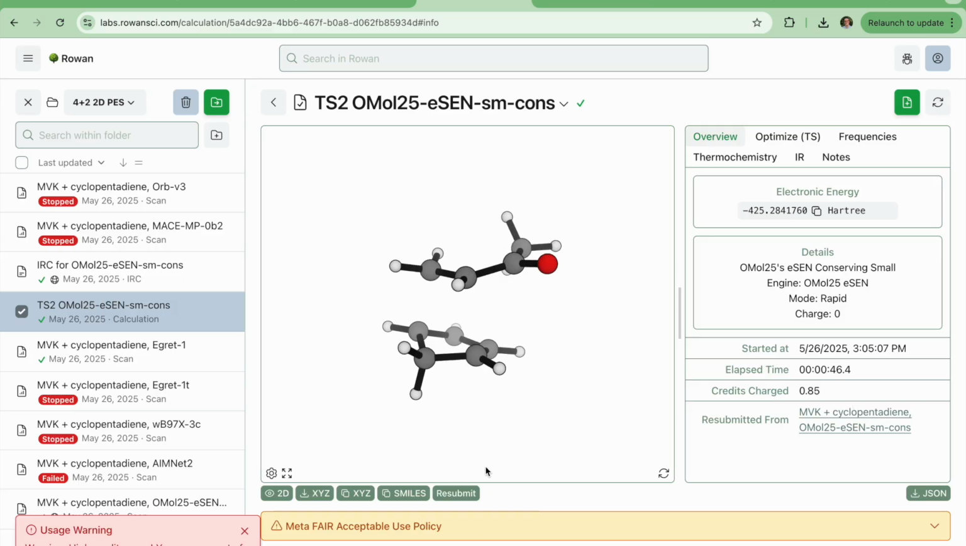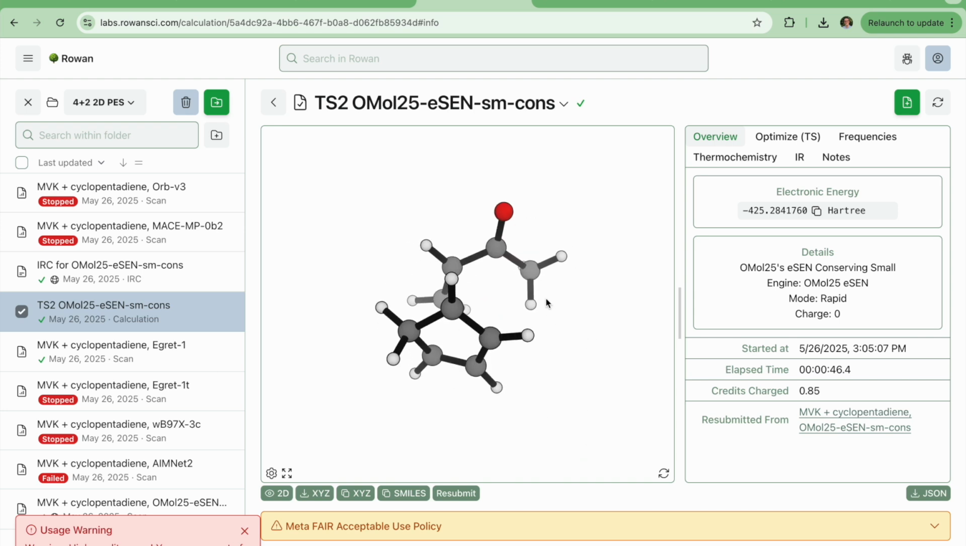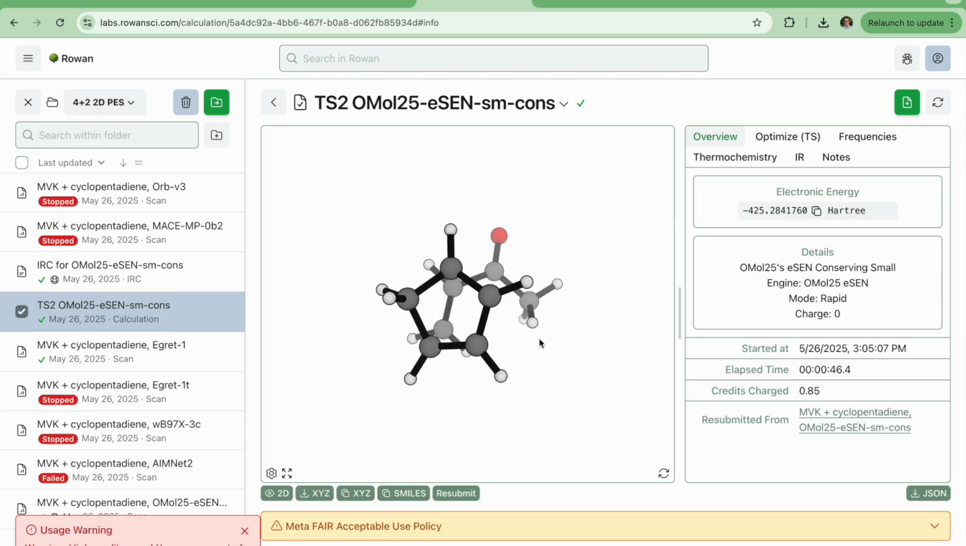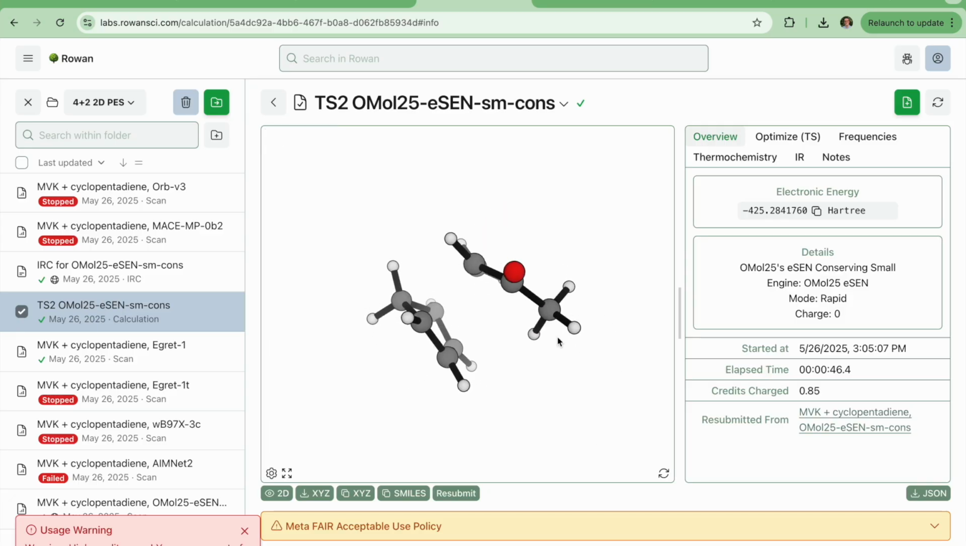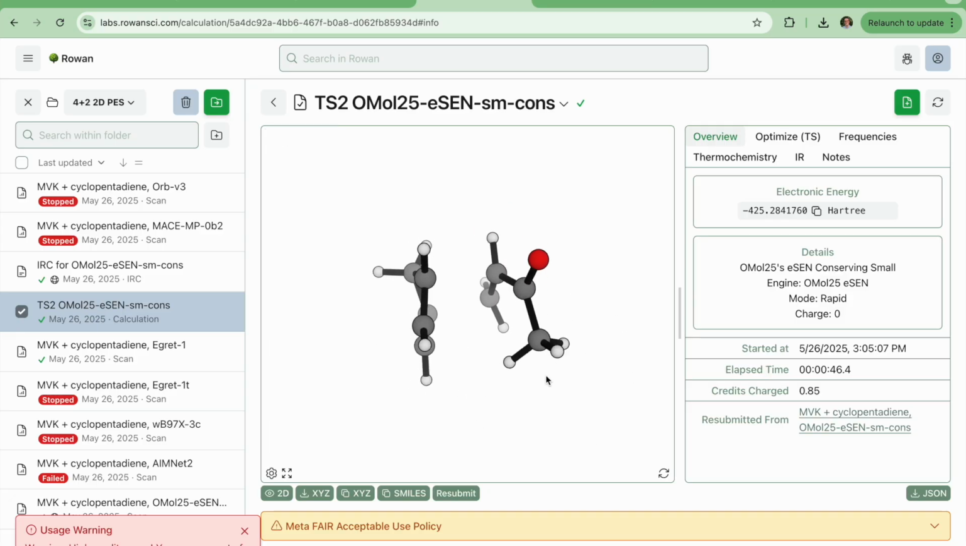So you don't even have to change tabs. It just runs right in front of you. It's very nice to see, and it's very satisfying. So this has the geometry we want. We can see there's some endo interactions here. There's a nice pucker in the ring. It looks great. This looks beautiful.